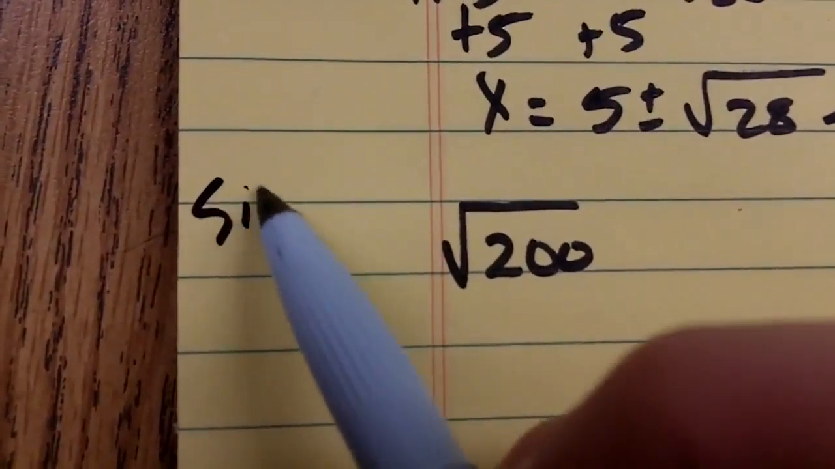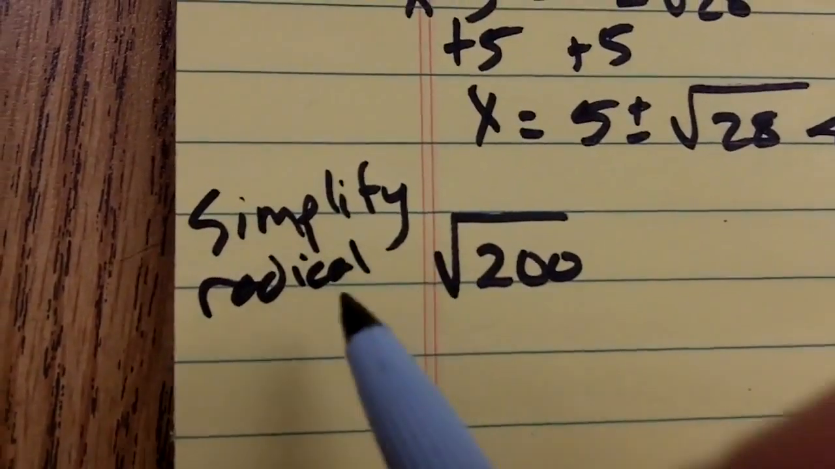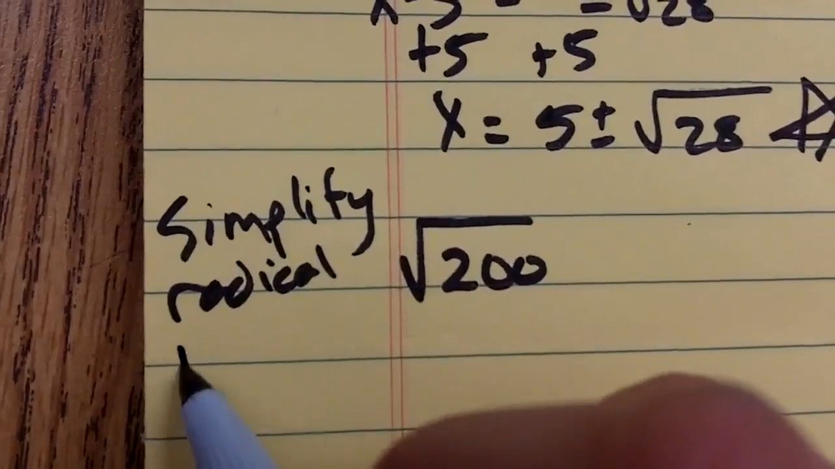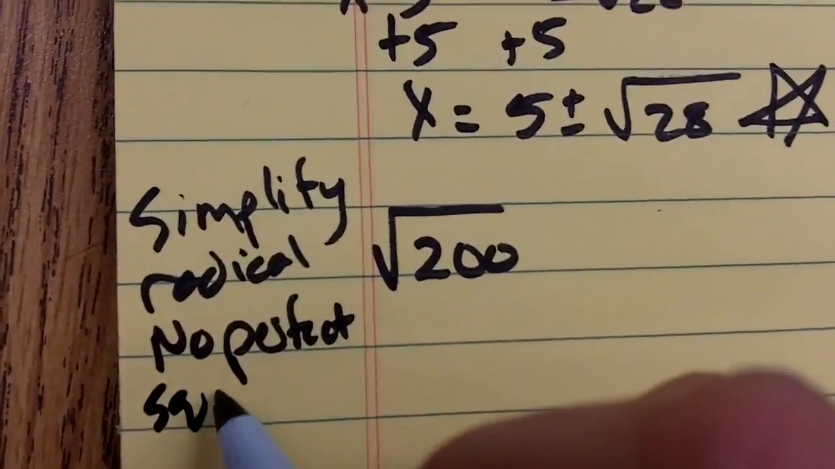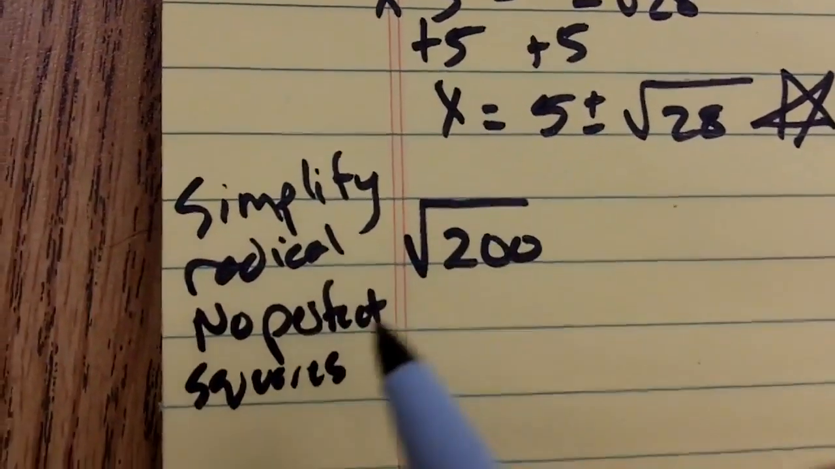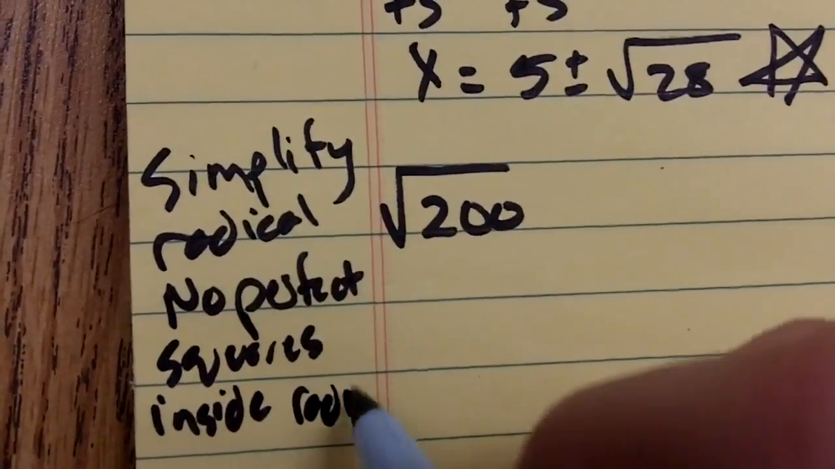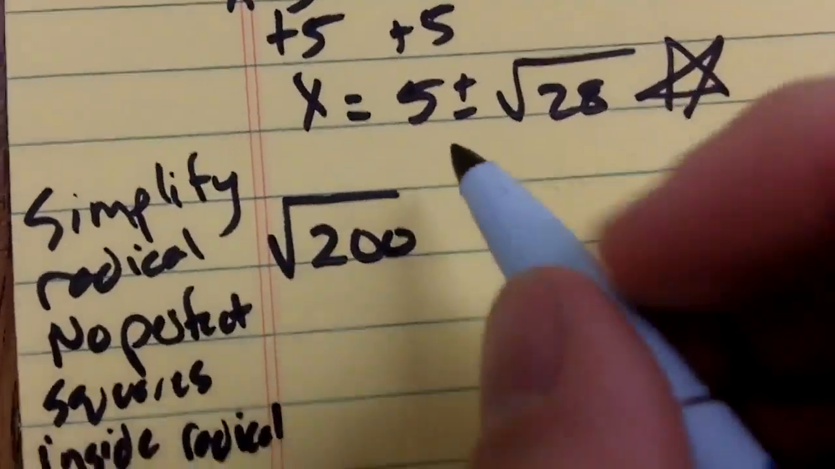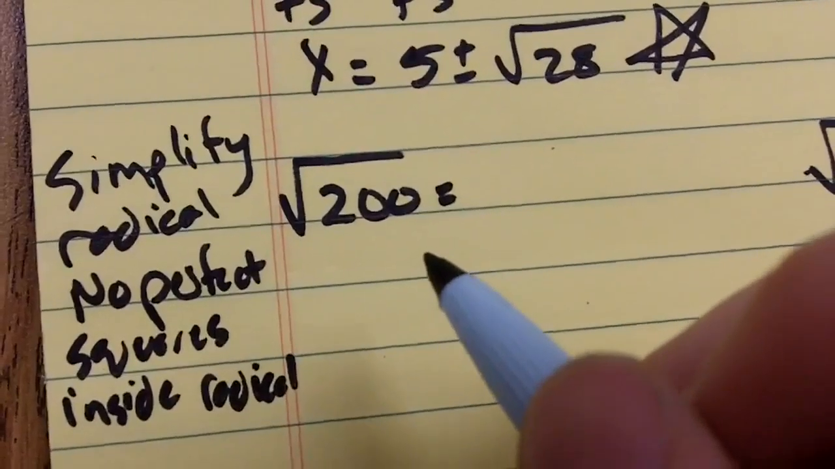Radical 200. If I want to simplify a radical, that means I cannot have any perfect squares inside. Simplifying a radical means no perfect squares inside the radical. This ends up being a pretty easy thing to do because as long as we have our perfect squares memorized, we can just take them out. The square root of 200, is there any perfect squares that go into 200? So you run through your list of perfect squares.